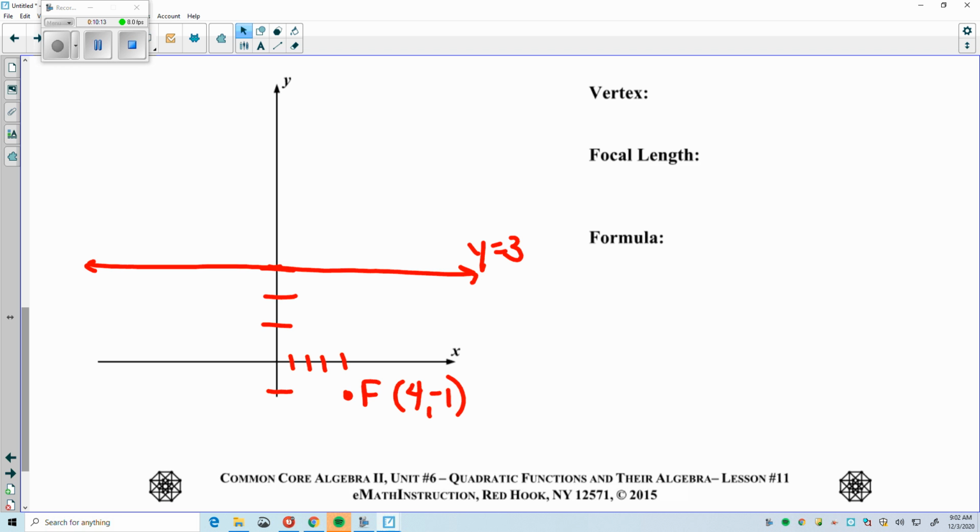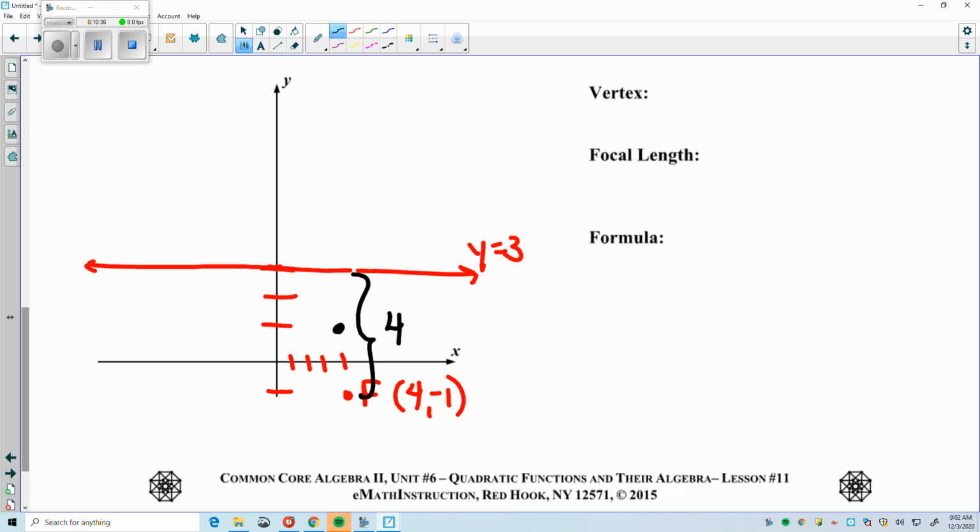Okay, so we need to find the focal length. All right, well, the focal length, again, we want to figure out the distance between the focus and the directrix. So if I were to count up 1, 2, 3, 4, I can tell you this total distance here is 4, which means my vertex should be equally spaced between those, or 2 units away. So I would go up 1, 2.